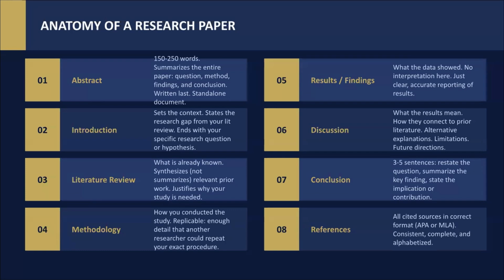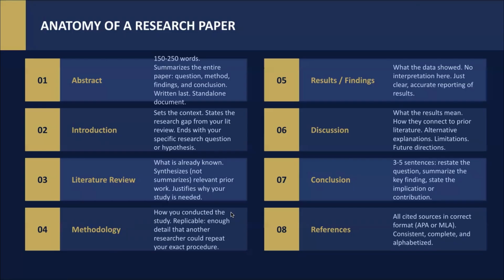And then number 3, literature review. Tell that another researcher could repeat your exact procedure. And then number 5, results/findings. What the data showed. No interpretation here, just clear, accurate reporting of results.